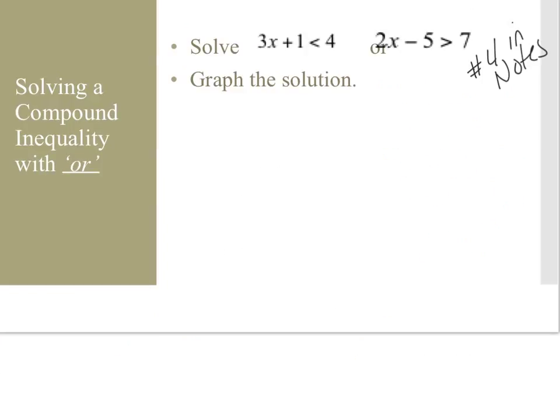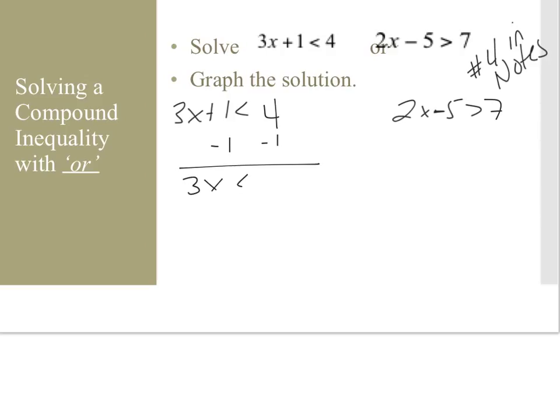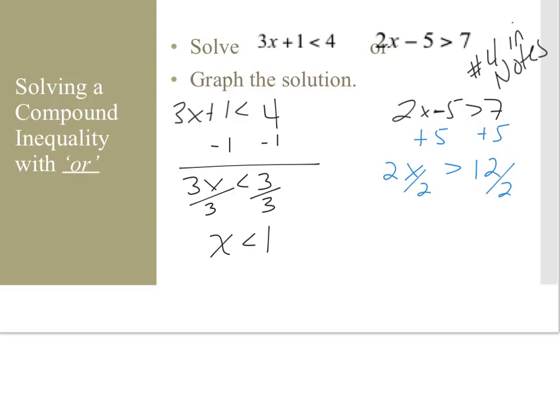Looking at this, we have an OR statement. So we can easily see this as two separate equations. So let's go ahead and solve them. Subtract 1 from both sides. So 3x is less than 3. Divide by 3, divide by 3. So x is less than 1. And on the right, we're going to add 5 to both sides. So 2x is greater than 12. Divide by 2, divide by 2. So x must be greater than 6.